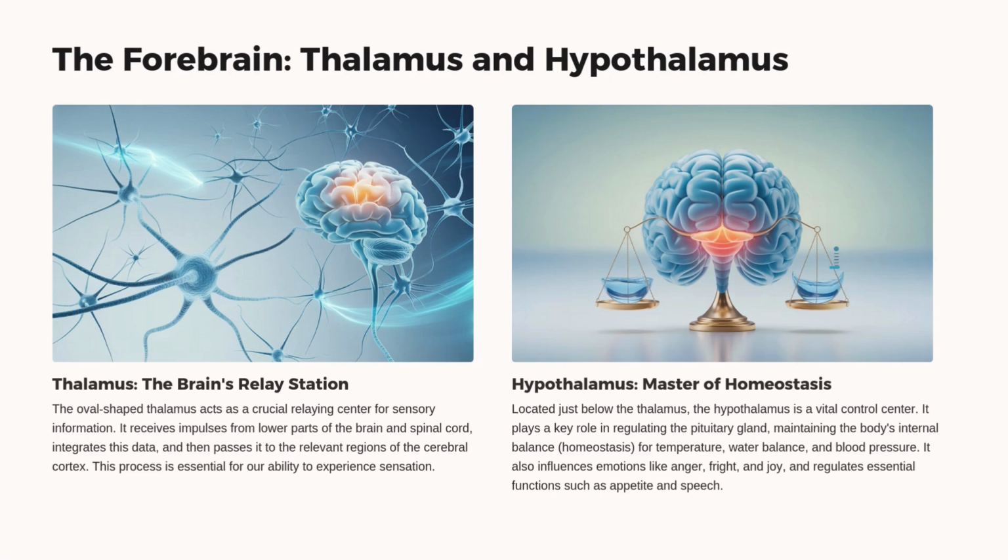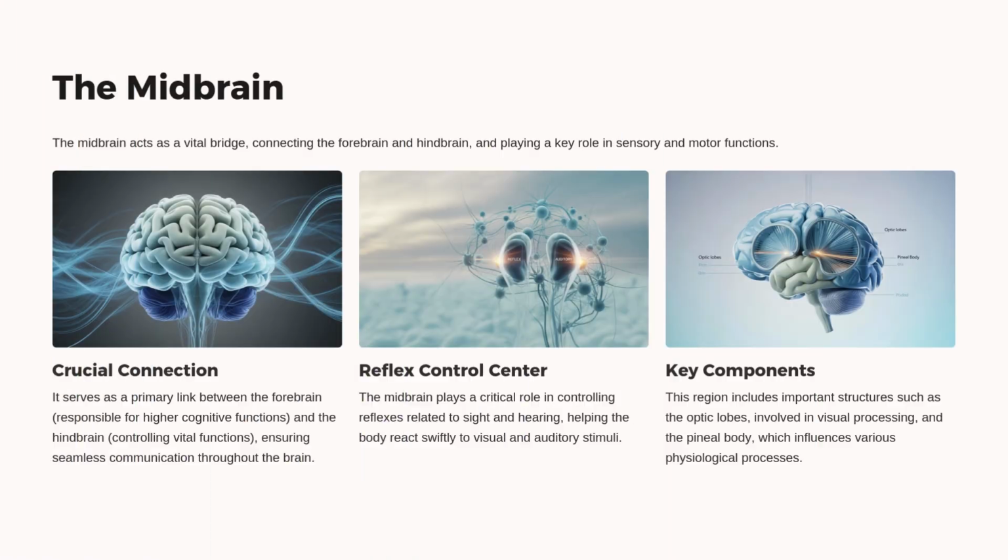Hypothalamus, master of homeostasis. Located just below the thalamus, the hypothalamus is a vital control center. It plays a key role in regulating the pituitary gland, maintaining the body's internal balance, homeostasis, for temperature, water balance, and blood pressure. It also influences emotions like anger, fright, and joy, and regulates essential functions such as appetite and speech.